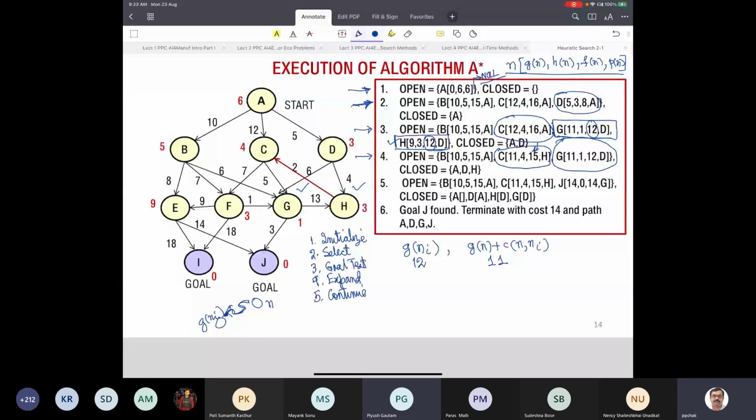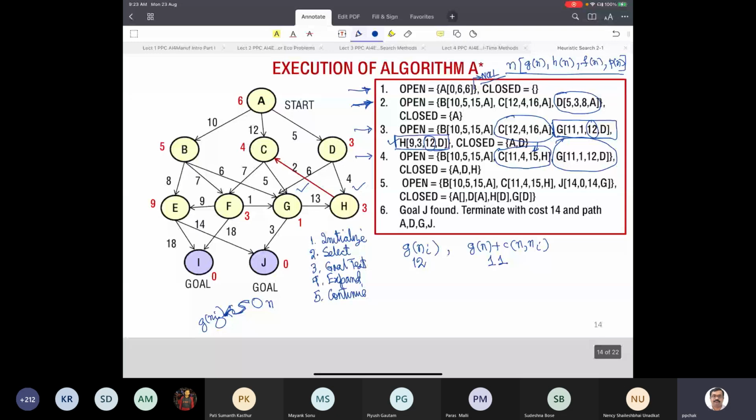So now, where is H already? H is already in closed. Right. And in any case, you are going to come to it with a larger cost. So I put only what back in open? J, sir. J.